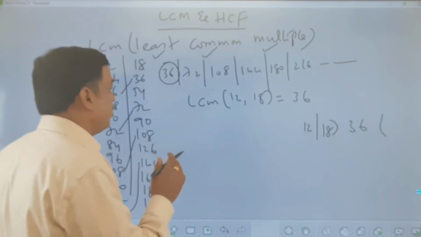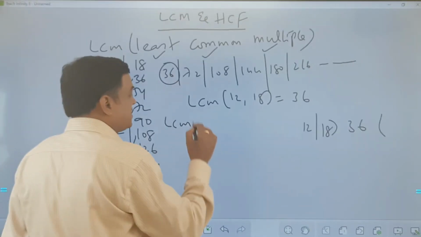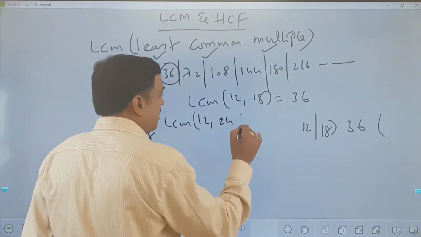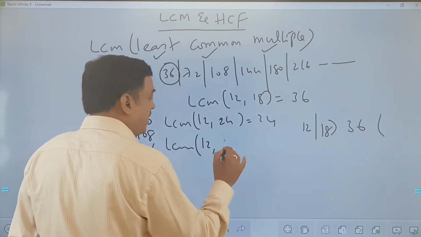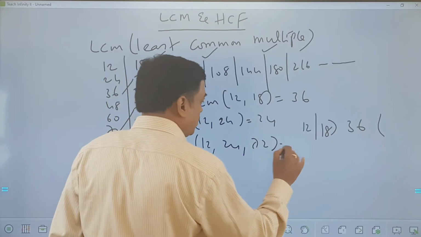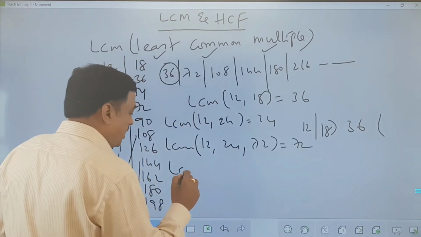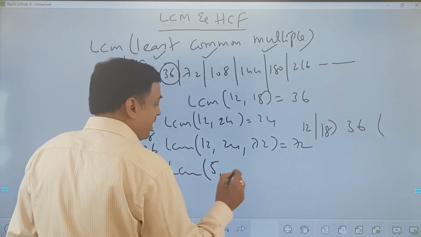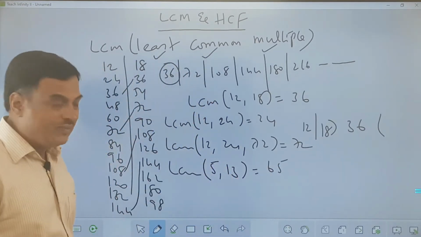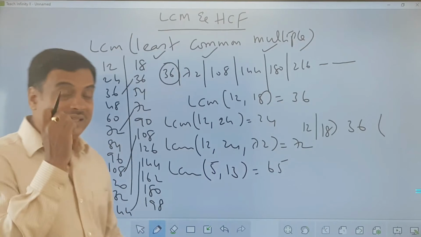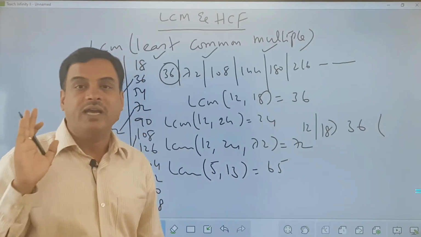So let us take some more examples. What is LCM of 12 and 24? It is 24. What is LCM of 12, 24, 72? It is 72. What is LCM of 5 and 13? Which is 65. So if you observe, there are certain things which I always learn by observation.